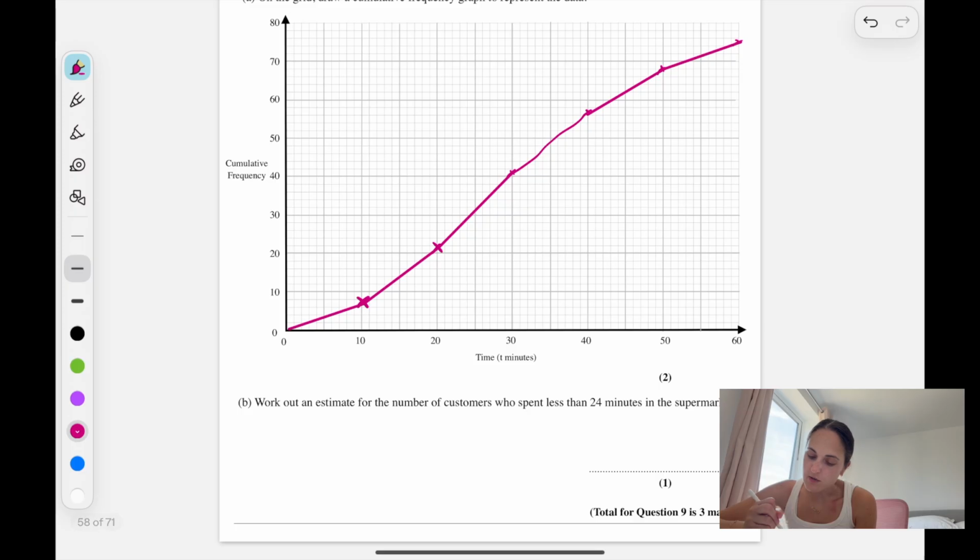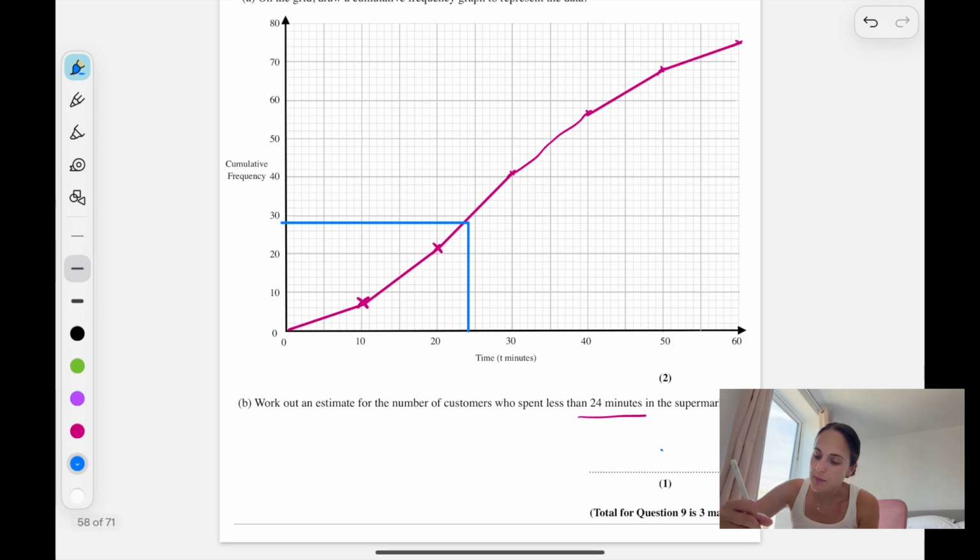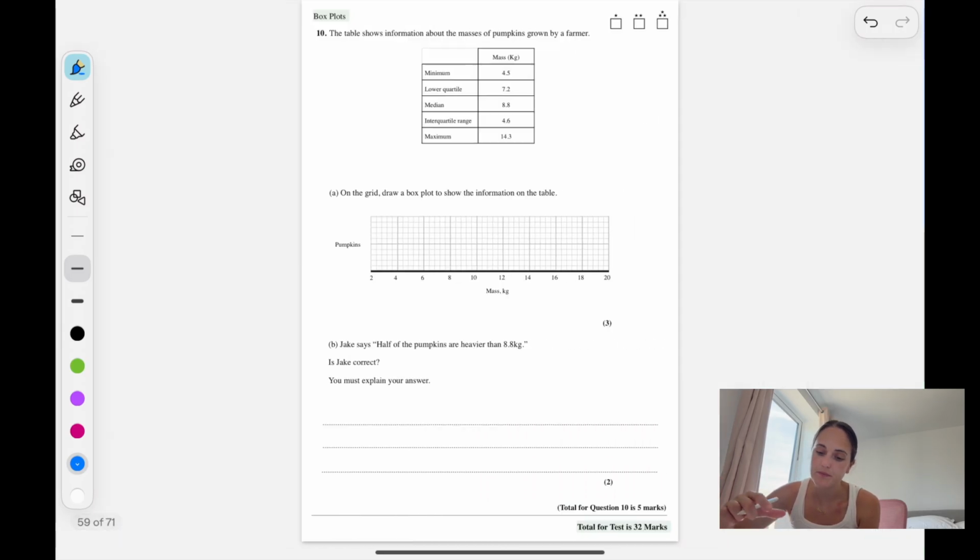Work out the estimate for the number of students who spent less than 24 minutes in the supermarket. So for the cumulative frequency graph, we're going to go along to 24, and we're going to go across, and that's going to tell us how many people spent less than 24 minutes in the supermarket. So 24 is here, so we're going to go up, and then we're going to go across, and we get 28. So there's 28 people who spent 24 minutes or less. If we wanted to work out the number of people who spent more than 24 minutes, we would simply subtract that from 80.